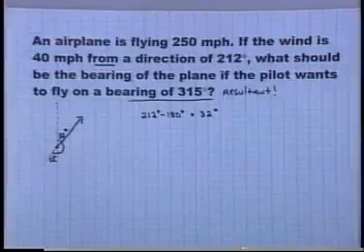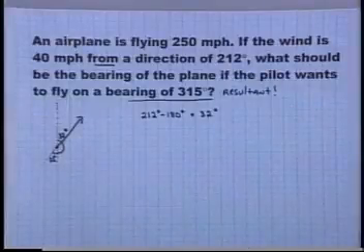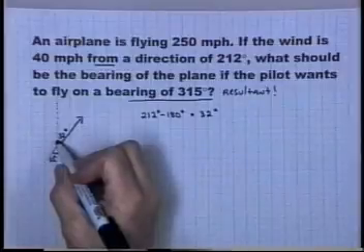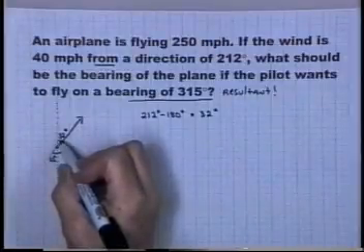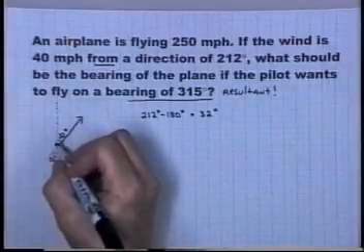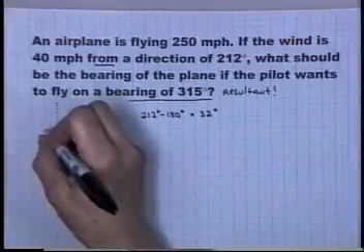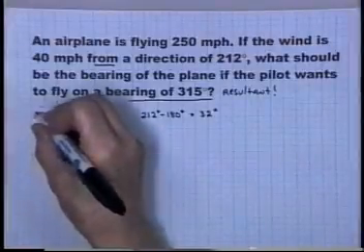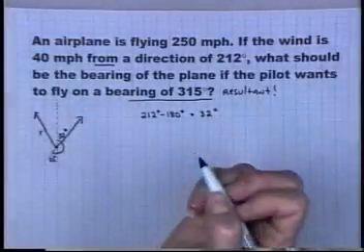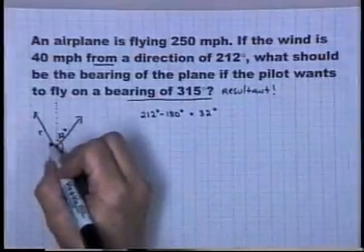Now, let's see if we can do something about this resultant thing. The pilot wants to fly on a bearing of 315 degrees. Again, we start at north, and 315 is going to come all the way on around. So we want our plane to be going like so. Since that's what we want to happen, I'm going to call that R.